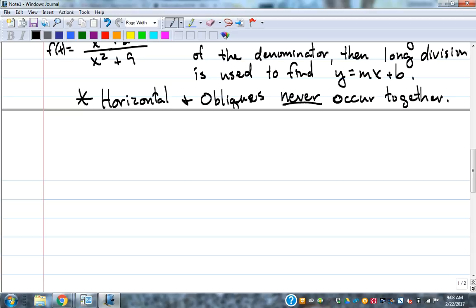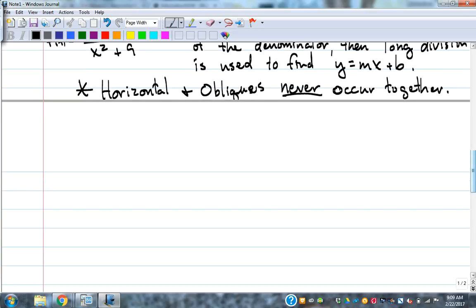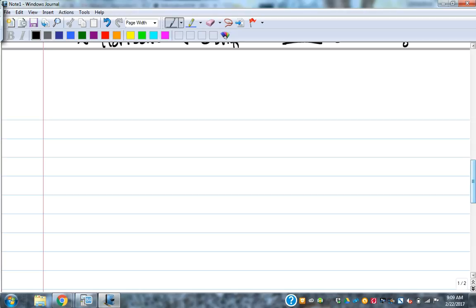Okay. And it is possible to not have a horizontal or not have an oblique. If it doesn't fit any of the rules, then you wouldn't have either of those. It's possible to have neither horizontal nor obliques with this stuff. So let's look at a few examples, and I think it'll start clicking and making some sense to you as to what's going on.